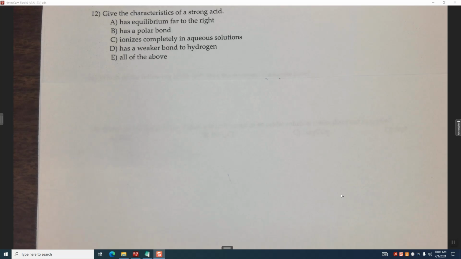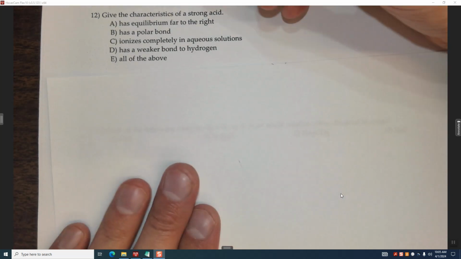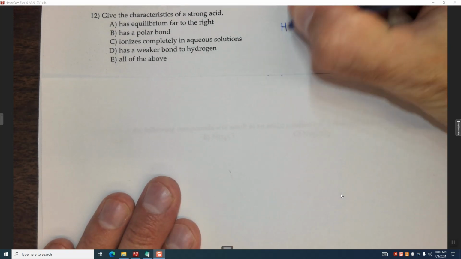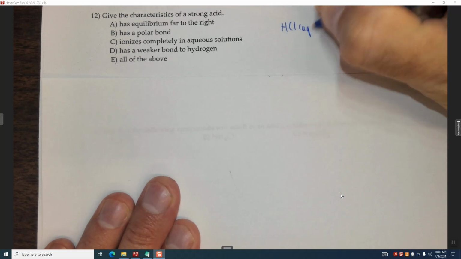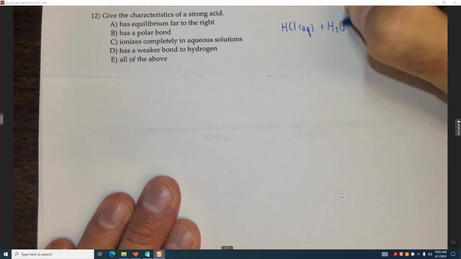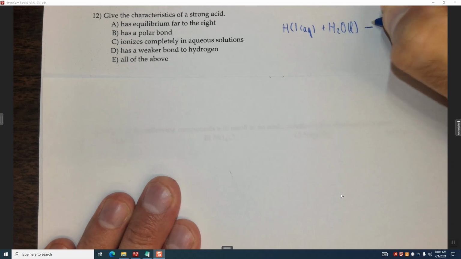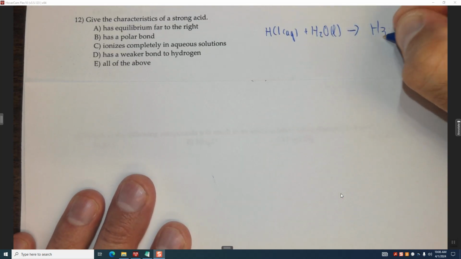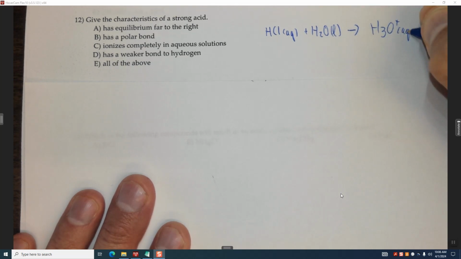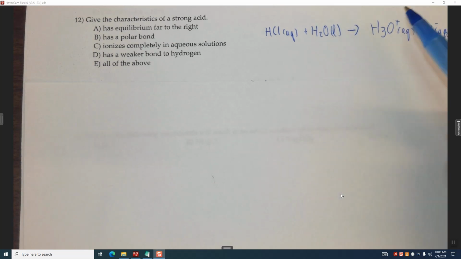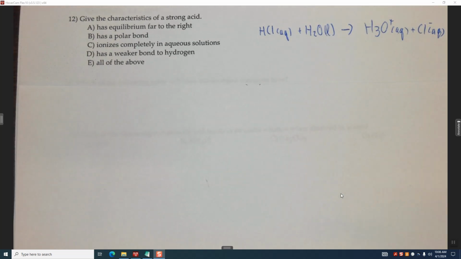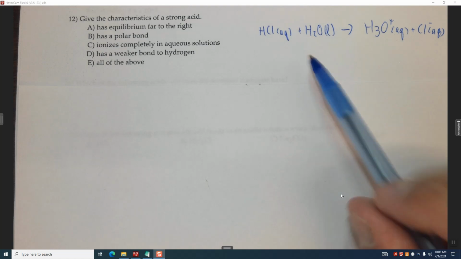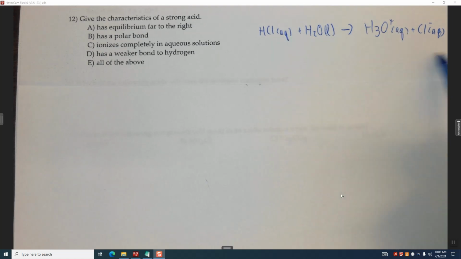All right, question 12 says, give the characteristics of a strong acid. So I'm just going to write a strong acid, HCl aqueous plus H2O. You'll notice that this one is not an equilibrium. This just completely protonates the water, and what you end up with is H3O plus aqueous plus Cl minus aqueous. This is just one example of a strong acid. There are 6 or 7 or 8 strong acids, depending on how many you learned. But basically, this is just one example.